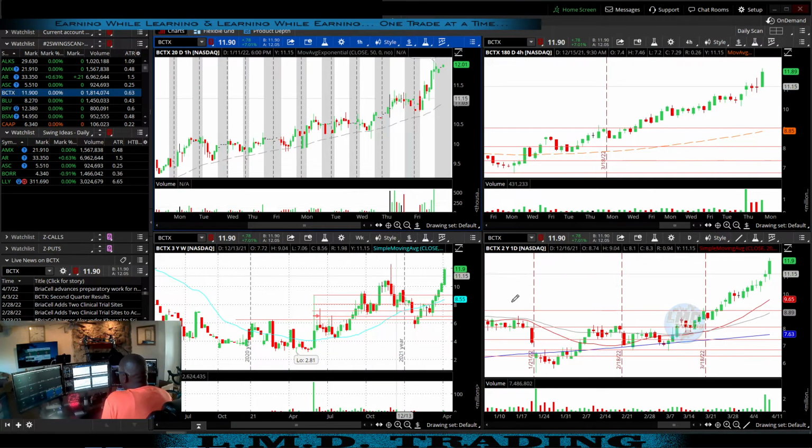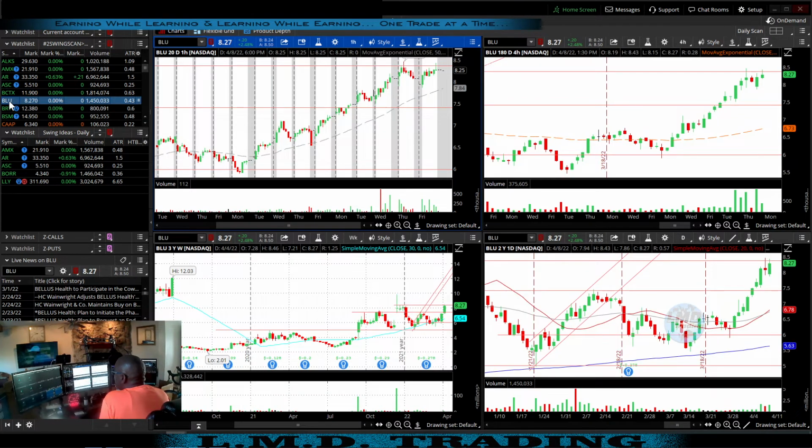BCTX. Look at that thing on the daily. Why couldn't we have done this back here when this had this breakout? Look at that nice breakout. And it's just ran. BLU. This was one that we watched a couple of months ago. If you look at the daily, you see that I had it in this channel right here. We see that once it broke over this moving average, that was a good entry.